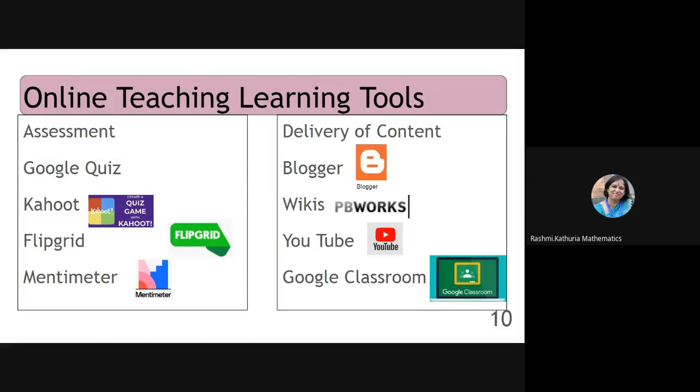So for assessment, I have listed four tools: Google Quiz, Kahoot, Flipgrid, and Mentimeter. They are quite handy, easy to use. When we are teaching in an online environment, we can easily integrate them in our Google Classroom, and children really enjoy it. And it helps when the teacher is ready for breaking the monotony.